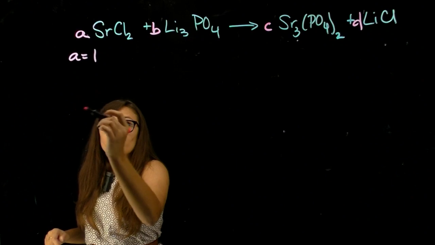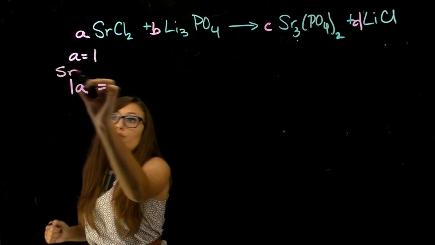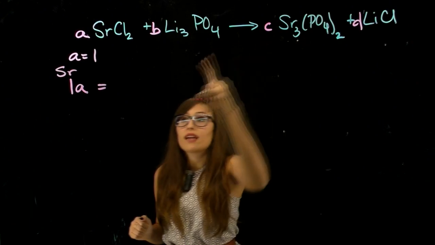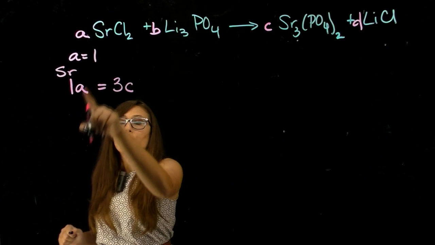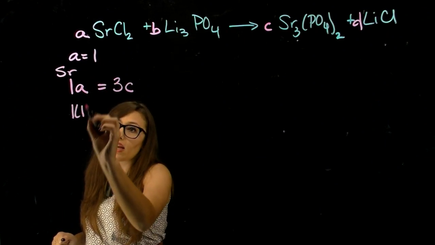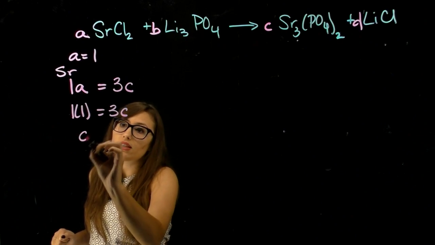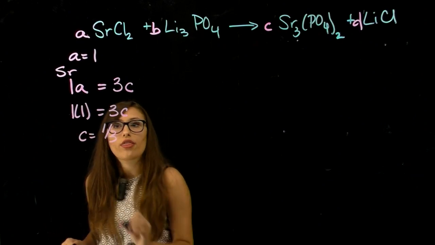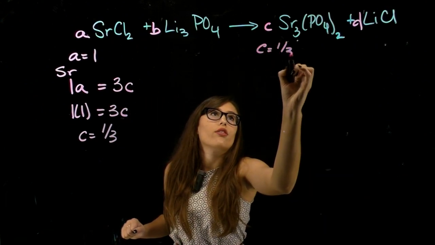So we have strontium. We have 1 on the left, so 1 times A is equal to, how many do we have on the right? 3 times C, so 3C. Well, if we know A is equal to 1, 1 times 1 is equal to 3C, so C is equal to 1/3.